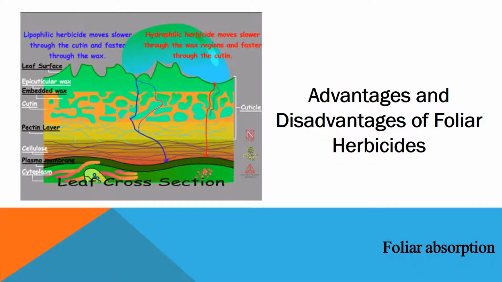Foliar herbicide has some advantages and disadvantages. There are obvious advantages to foliar herbicides. Foliage is a readily available site of entry. There is often a high efficiency of foliar absorption, and treatments can be designed and scaled to control specific observable problems. There are equally important disadvantages though.